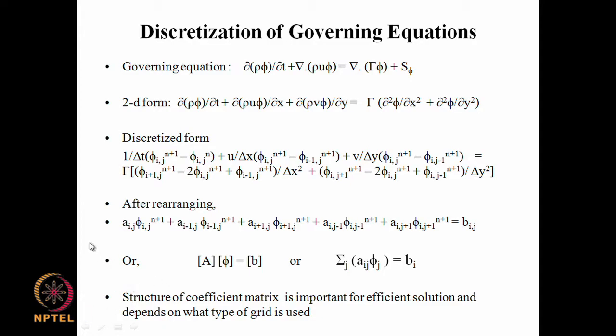We know that we have a governing equation which is of this form: dou by dou t of rho phi plus del dot rho u phi equal to del dot gamma gradient phi plus s phi. This is a time dependent term, this is the advective flux of phi, this is the diffusive flux of phi, and this is the source term.